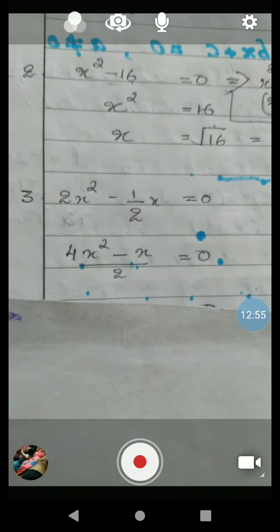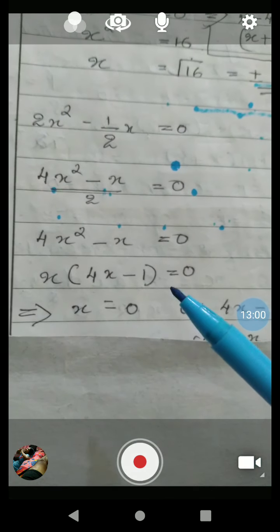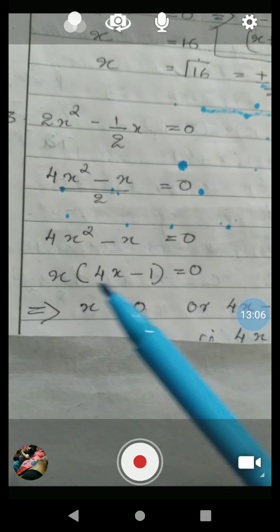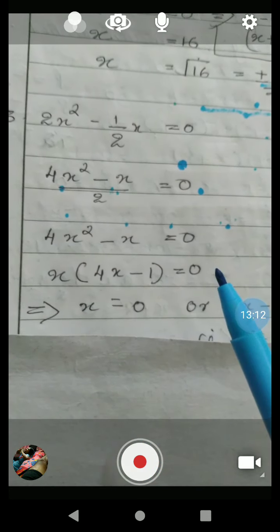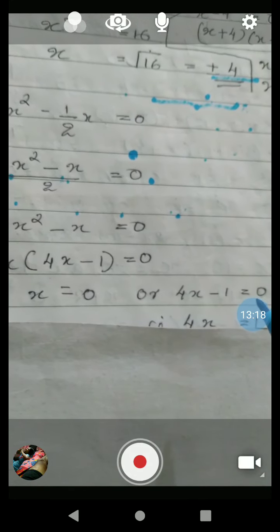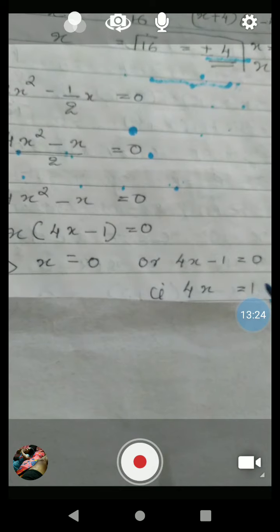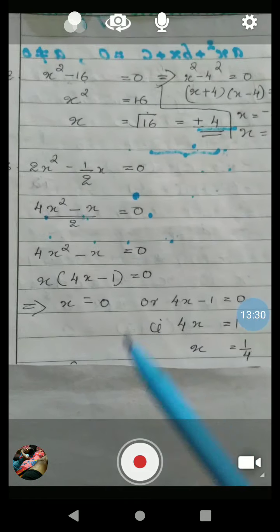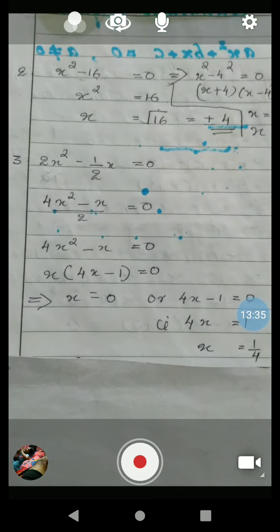Using factorization, take the common factor outside, x into 4x minus 1 equal to 0. Suppose the product of these two is equal to 0, therefore x is equal to 0 or 4x minus 1 equal to 0. So 4x minus 1 equal to 0, which implies 4x is equal to 1. Therefore x is equal to 1 by 4. So two values, x is equal to 0 or x is equal to 1 by 4. You can check whether your answer is correct or not.